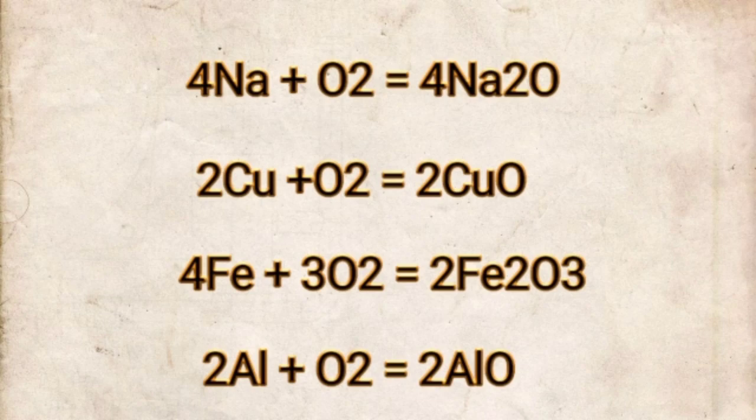Sodium with oxygen forms sodium oxide, while copper plus oxygen forms copper oxide, which is a thin layer on the copper. Third, when iron reacts with oxygen it forms iron oxide, which also forms a thin layer on the iron. And the fourth is aluminium, which reacts with oxygen to form aluminium oxide.